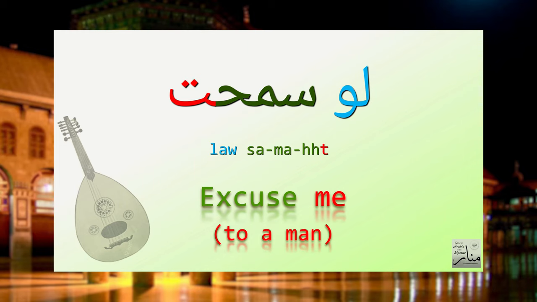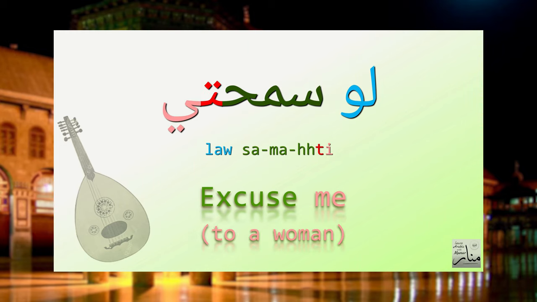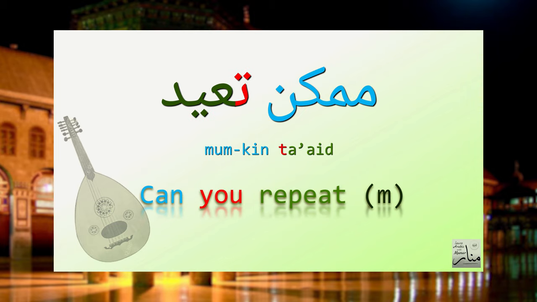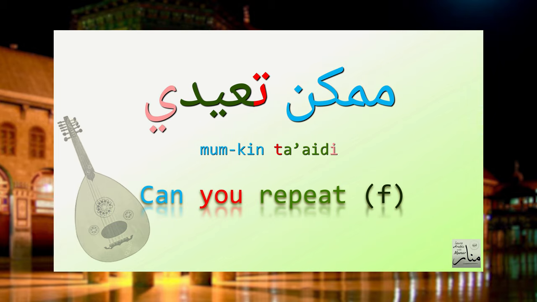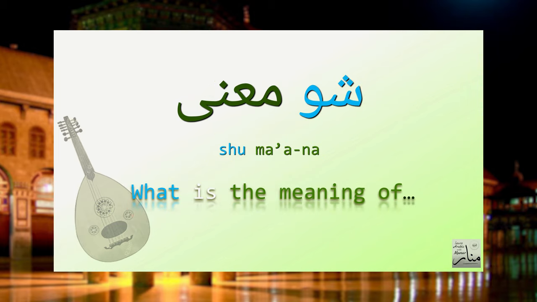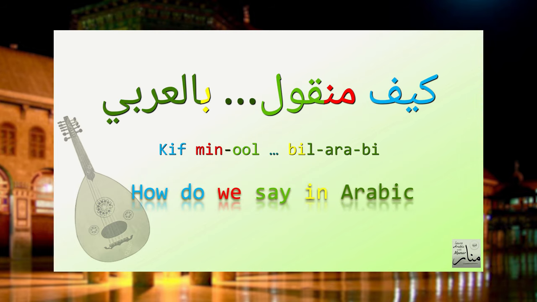Now let's go over our words for today. لو سمحت, excuse me, to a man. لو سمحتي, excuse me, to a woman. ما فهمت, I didn't understand. ممكن تعيد, can you repeat to a man. ممكن تعيدي, can you repeat to a woman. ما بحكي عربي, I don't speak Arabic. شو معنى, what's the meaning. كيف منقول بالعربي, how do we say in Arabic.